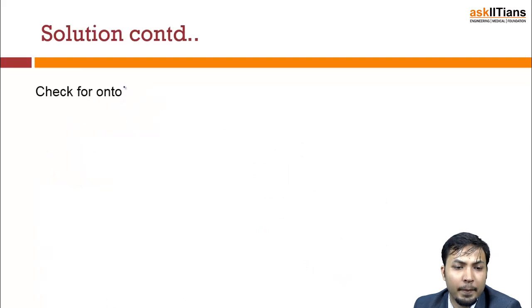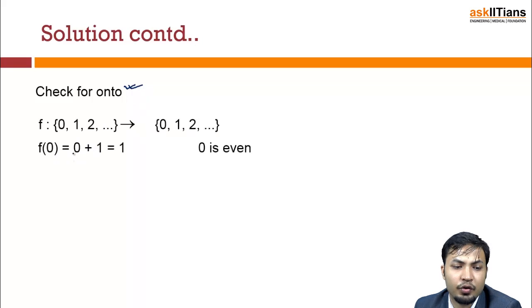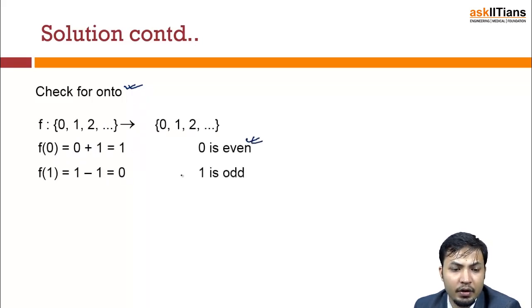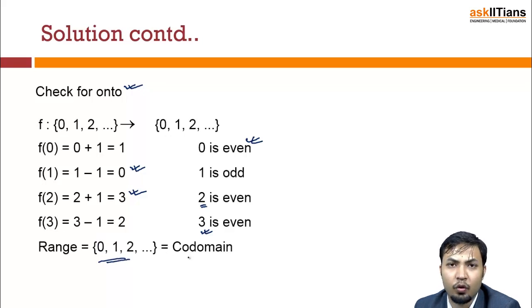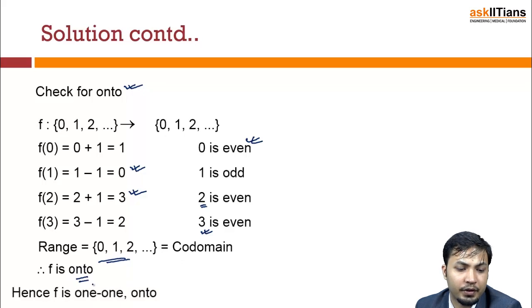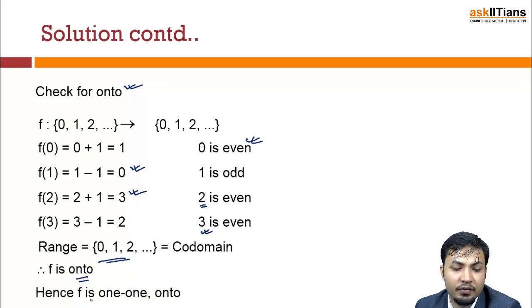So I need to check for onto now. For onto I have f of 0 equals 0 plus 1 equals 1, so 0 is even. But in odd cases I get 0 where 1 is odd. Again 2 is even, but here I got odd. 3 is even. So range equals this, which is also my codomain. So f is onto also. Therefore the given function f is 1-1 as well as onto.